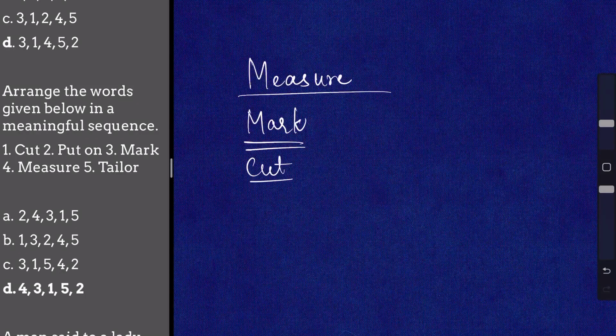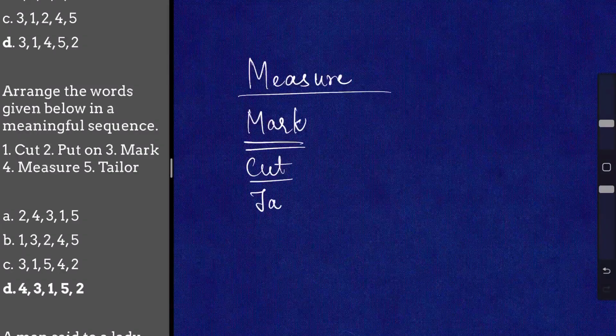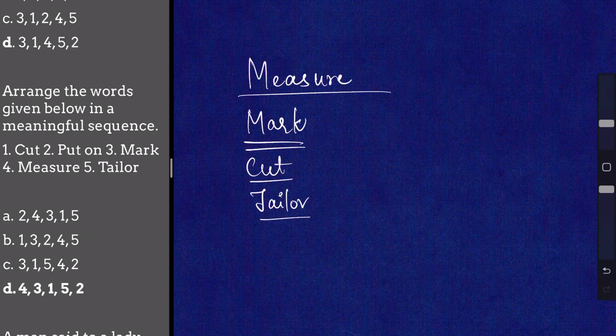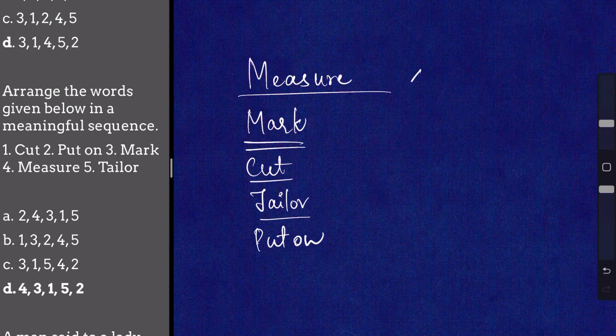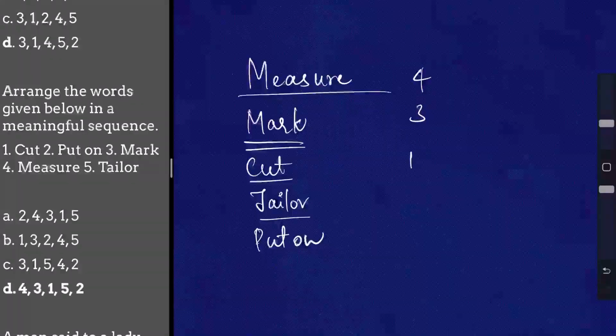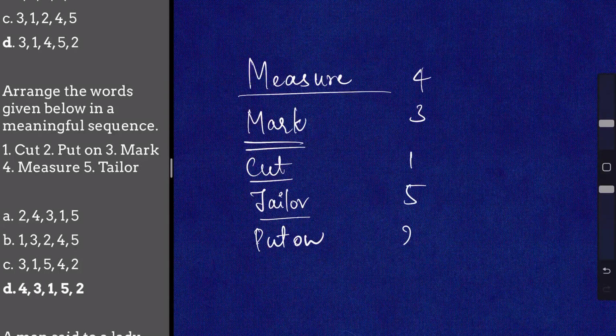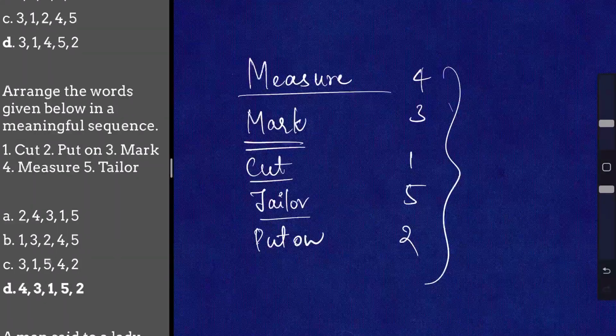And then we will have to cut it. Okay. Then we'll have to tailor it. So tailor whatever you have cut. And finally, you put on the dress. That's it. So now measure is 4, mark is 3, then cut is 1, tailor is 5, and put on is 2. 4, 3, 1, 5, 2 is the answer.